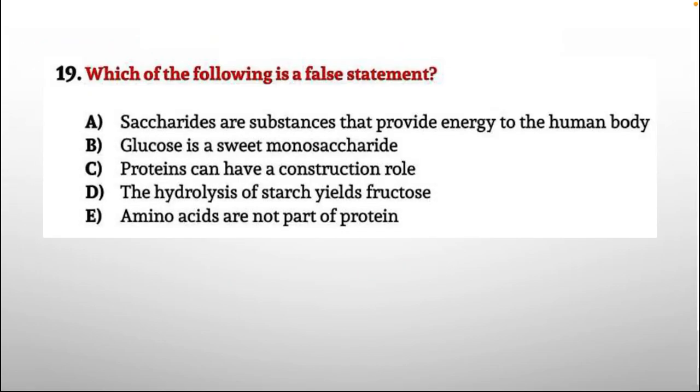Question number 19. Which of the following is a false statement? Options are given. A. Saccharides are substances that provide energy to the human body. B. Glucose is a sweet monosaccharide. C. Proteins can have a constructive role. D. The hydrolysis of starch yields fructose. E. Amino acids are not part of protein.